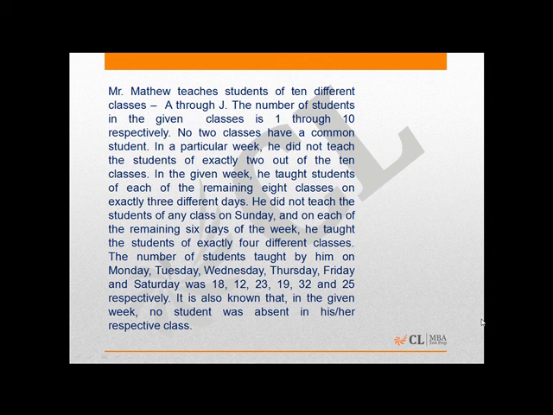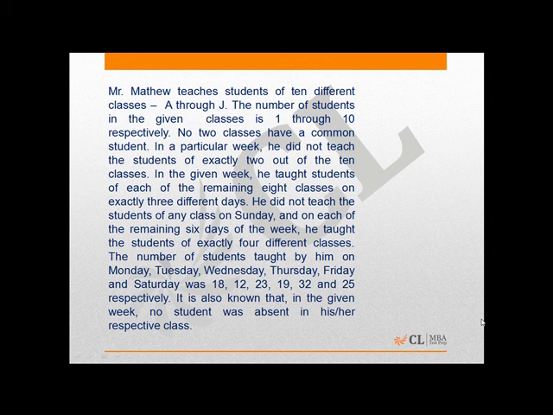Some information is given about a particular week when he takes classes. It says that he did not teach the students of exactly two classes. Next, he taught students of each of the remaining 8 classes on exactly 3 different days. That means each class is taught 3 times.